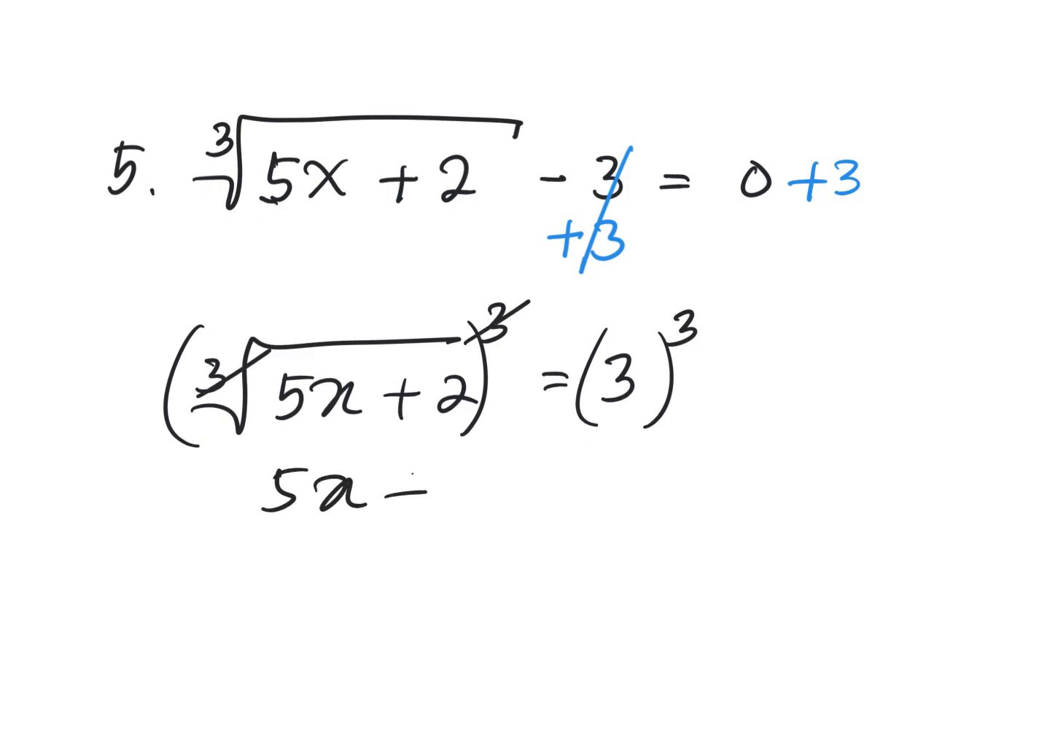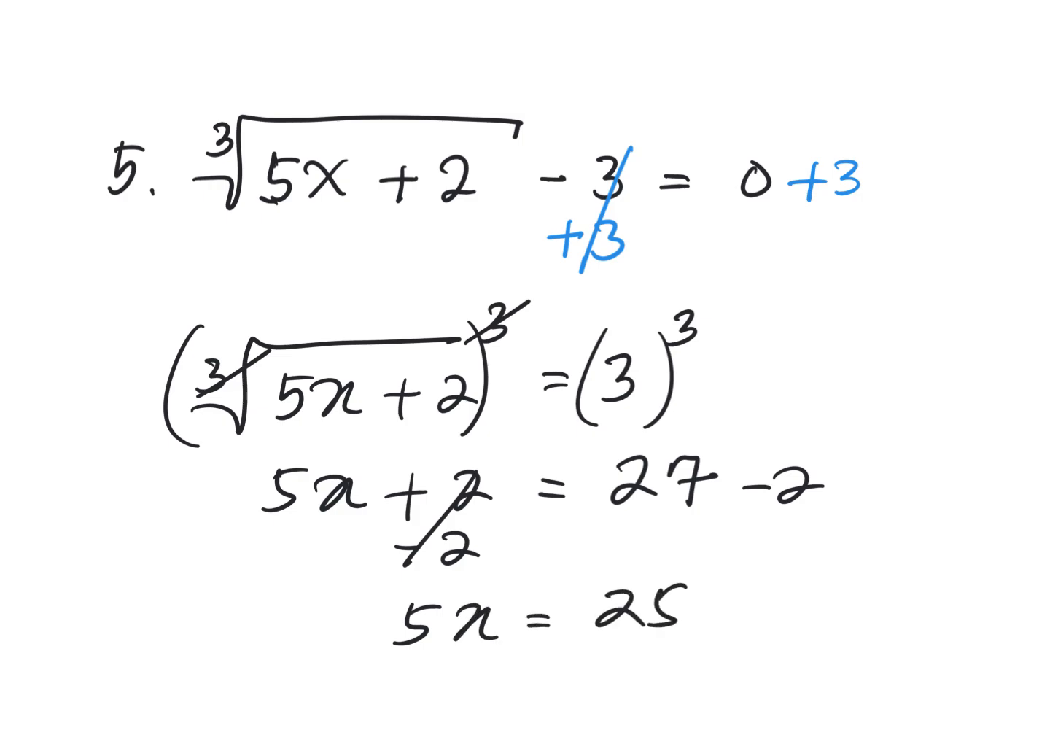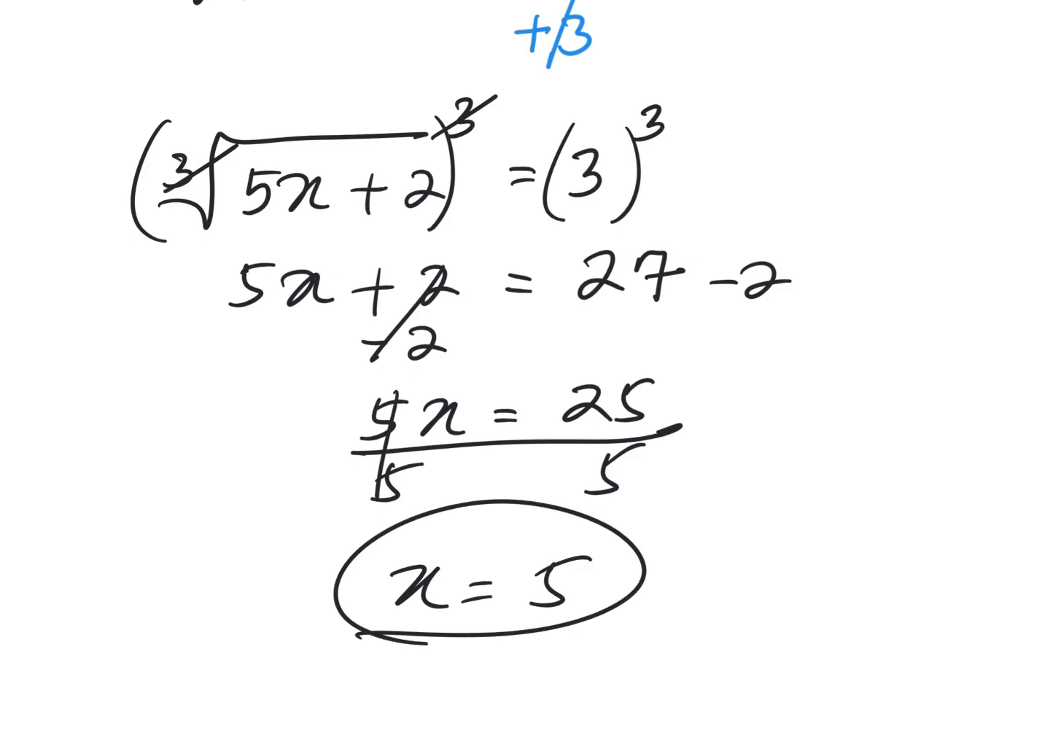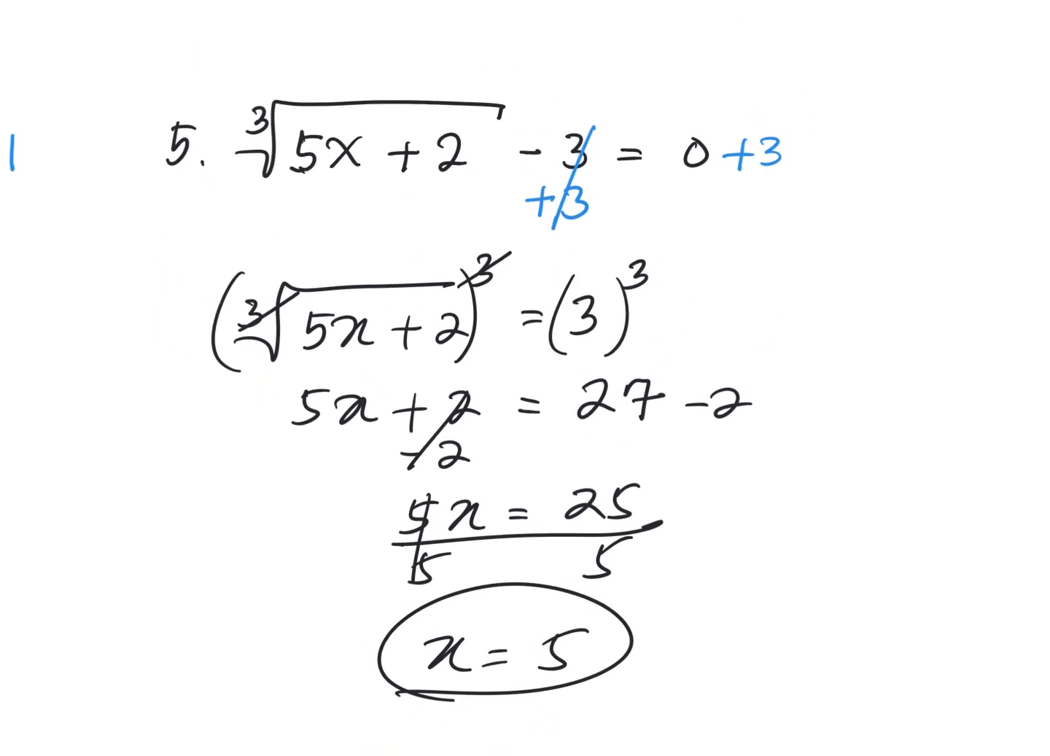What is left now is 5x plus 2. 3 cube is 3 times 3 times 3. That's going to give you 27. Okay, then we're going to minus 2. Minus 2. What is left here now is going to be 5x. It's going to give me 25. And if we're going to divide both sides by 5, then that's going to give us 5. That's our final answer in here.